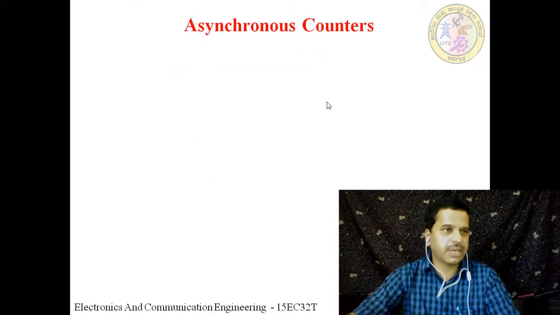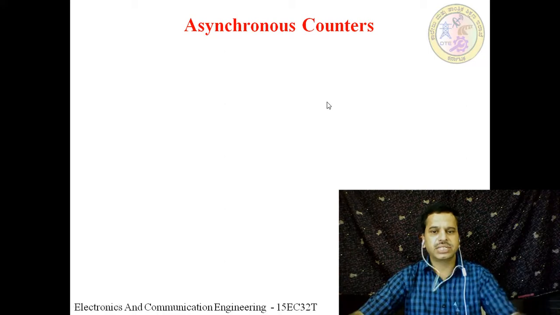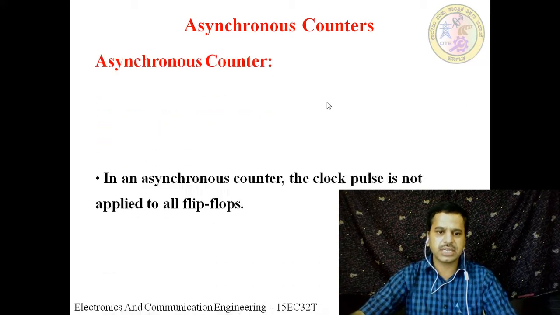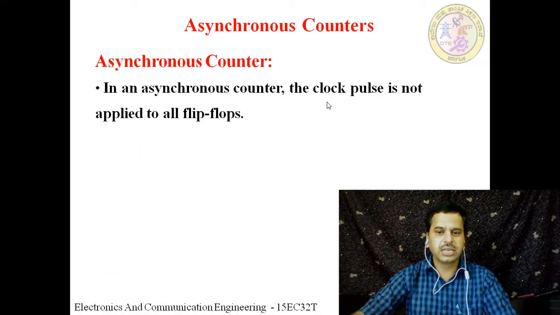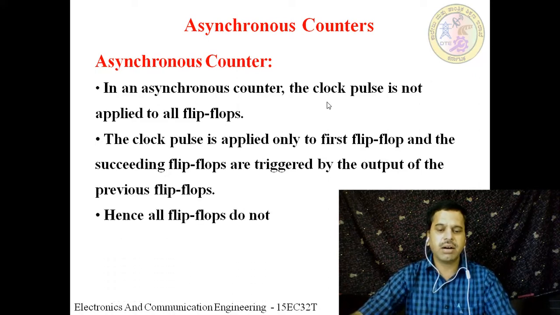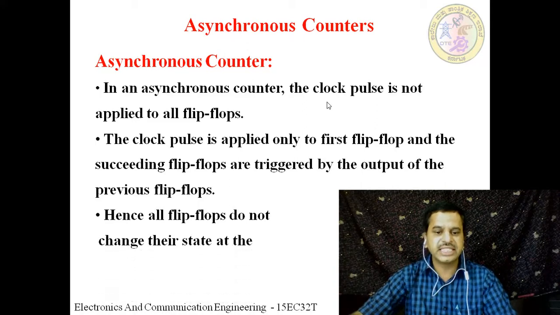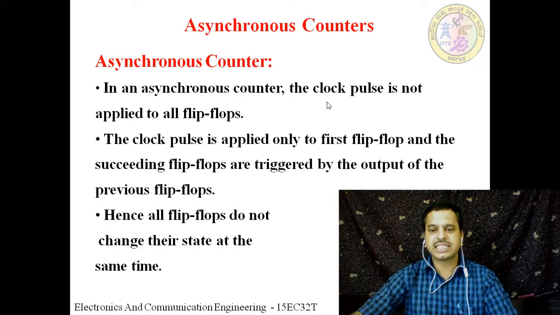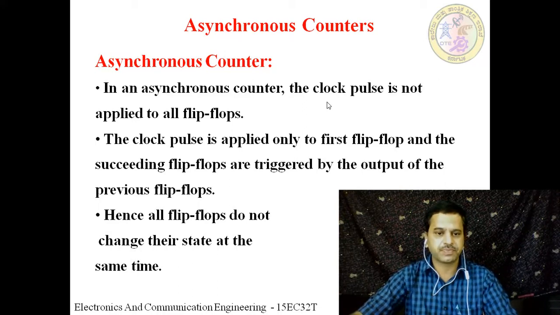Then you study the counters one by one. Now we will study the asynchronous counter. What is an asynchronous counter? In an asynchronous counter, the clock pulse is not applied to all the flip-flops. The clock pulse is applied only to the first flip-flop, and the succeeding flip-flops are triggered by the output of the previous flip-flop. Hence, all flip-flops do not change their state at the same time, because the succeeding flip-flop depends on the output of the previous flip-flop.